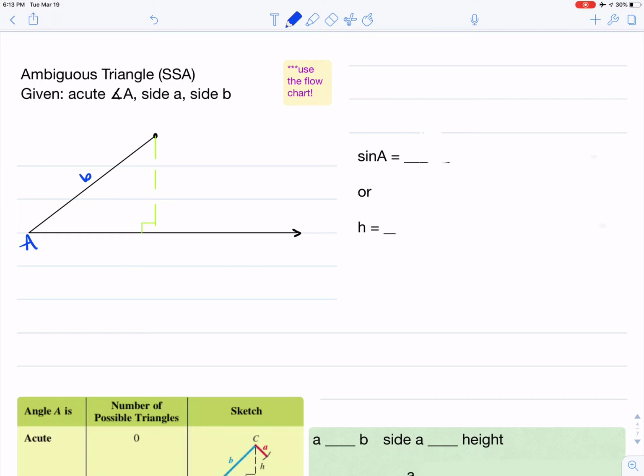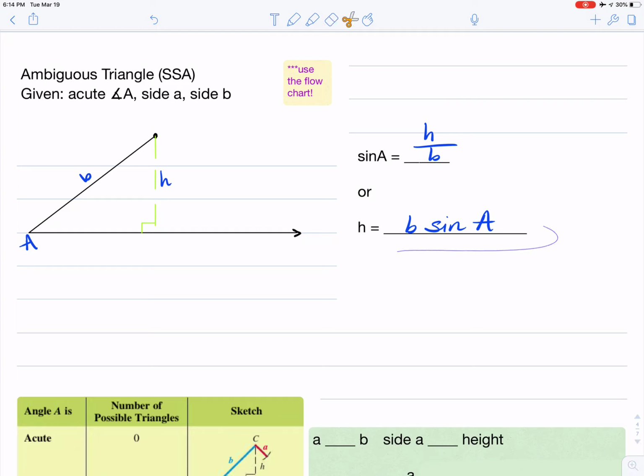Now, let's call that green dashed line H, standing for the height of the triangle. And since the height forms a right angle, this actually is a right triangle at the moment. Again, I don't know where side A is, but it's a right triangle at the moment. And so if I were to use SOHCAHTOA, I would be able to say that the sine of angle A is going to be the height divided by side B. And what I would like for you to do is to get H by itself. And if you get H by itself, H will equal B times the sine of angle A.